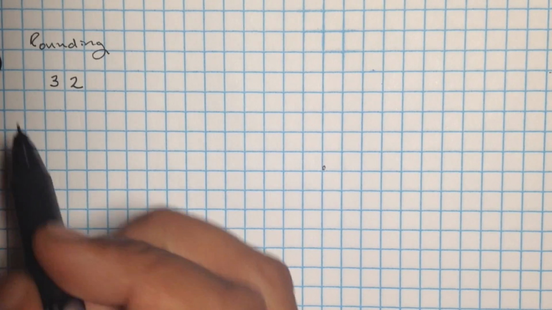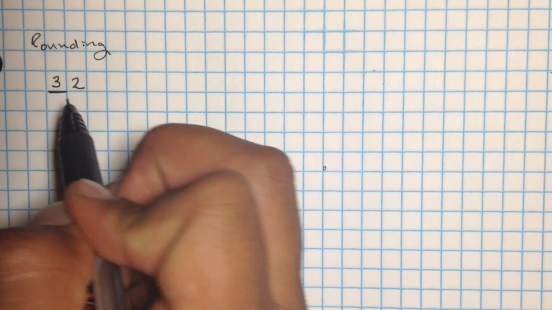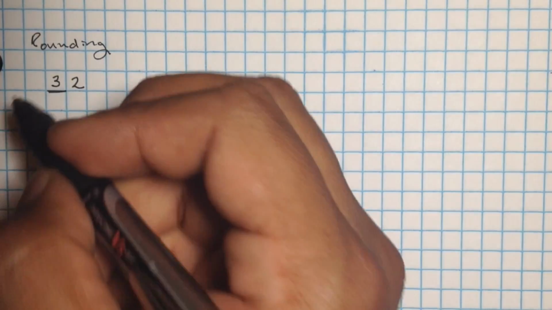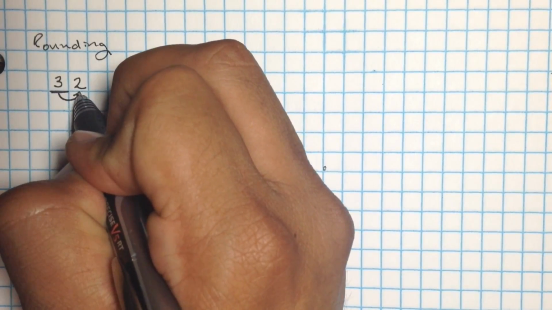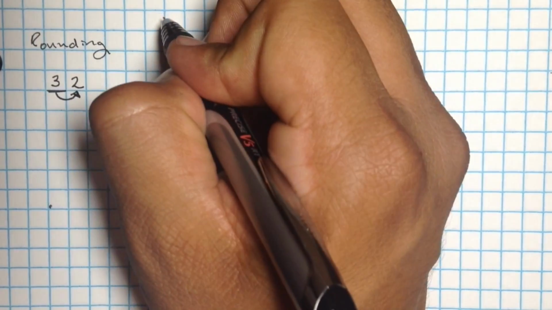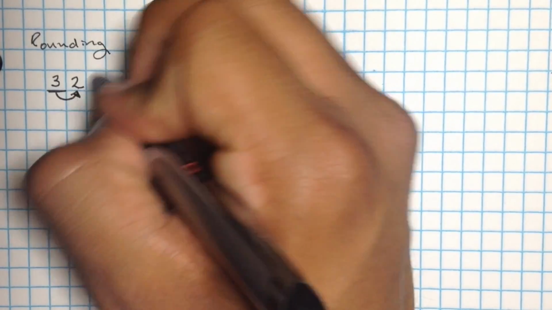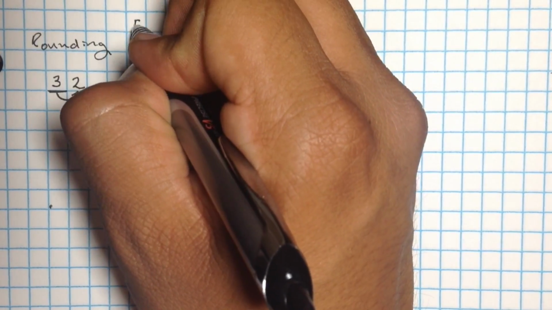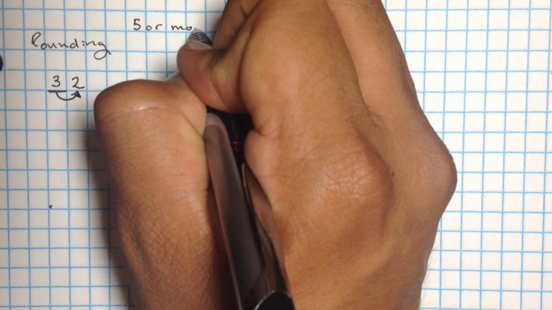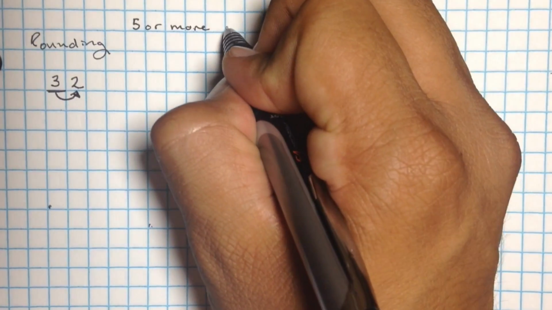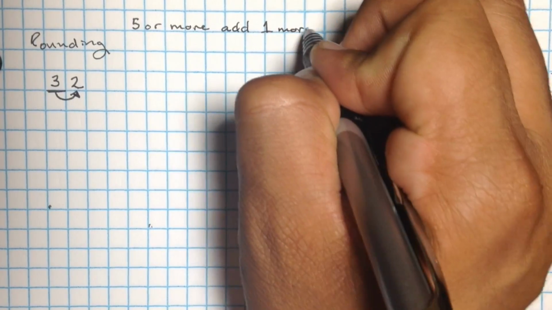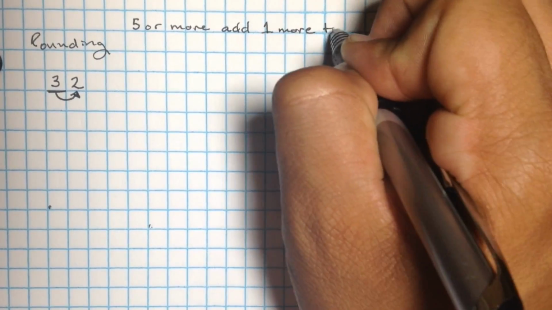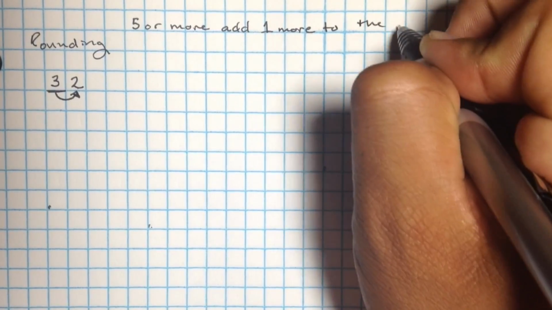So 3 is in the tens place. I'm going to underline that. And what determines where I'm going to round? Well, I'm going to look to the place value to the right. I'm going to ask myself certain questions. Well, certain criteria. So if that number is 5 or more, we're going to add one more to the underlined number.